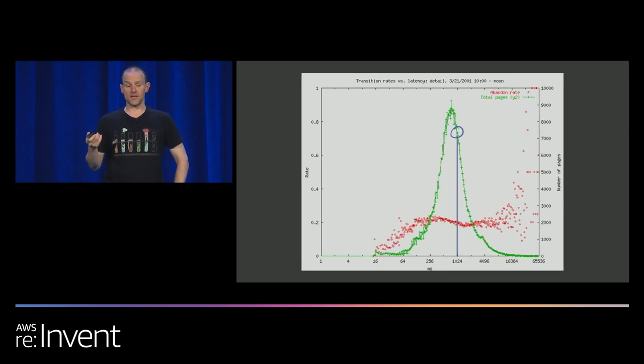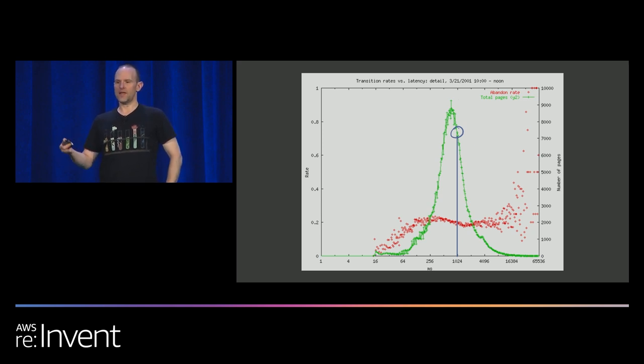OK, so this graph has another plot on it. This lower plot tracks the abandon ratio. So this is the ratio of pages that were served in this time bucket for which it was the customer's last page view. It's not always bad if something's the last page view, right? But it's something we want to pay attention to.